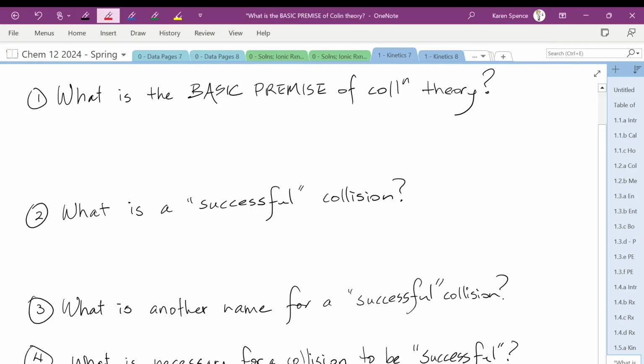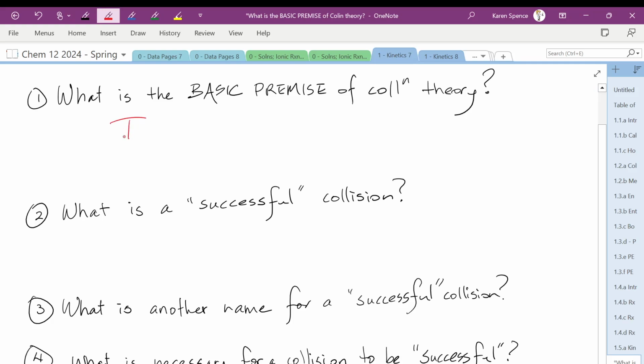Crystal, there's 126 sodiums, and there are 126. All right, friends, what is the basic premise of collision theory? In order to react, particles must collide.